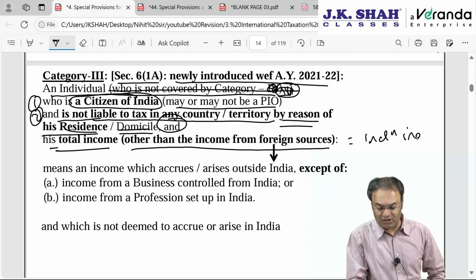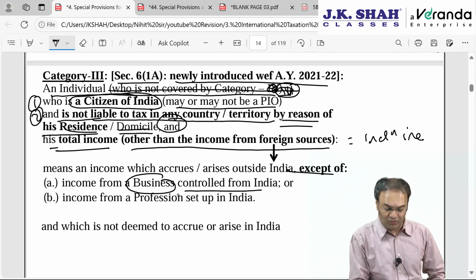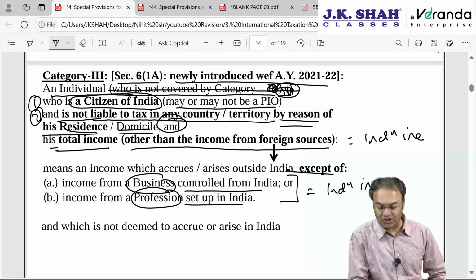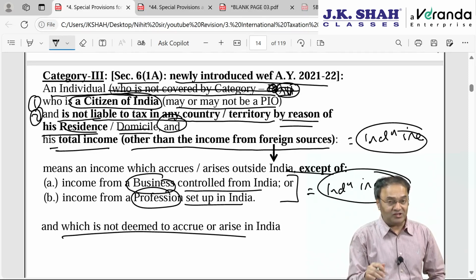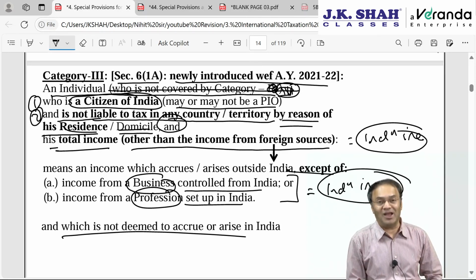If his Indian income exceeds 15 lakh, but Indian income will include two types of foreign income. Such foreign income which is earned from a business controlled from India or a profession set up in India, these two will be considered at par with Indian income. Actual Indian income plus deemed Indian income, and such incomes are not deemed to accrue or arise in India, then he will be covered by exception number 3.